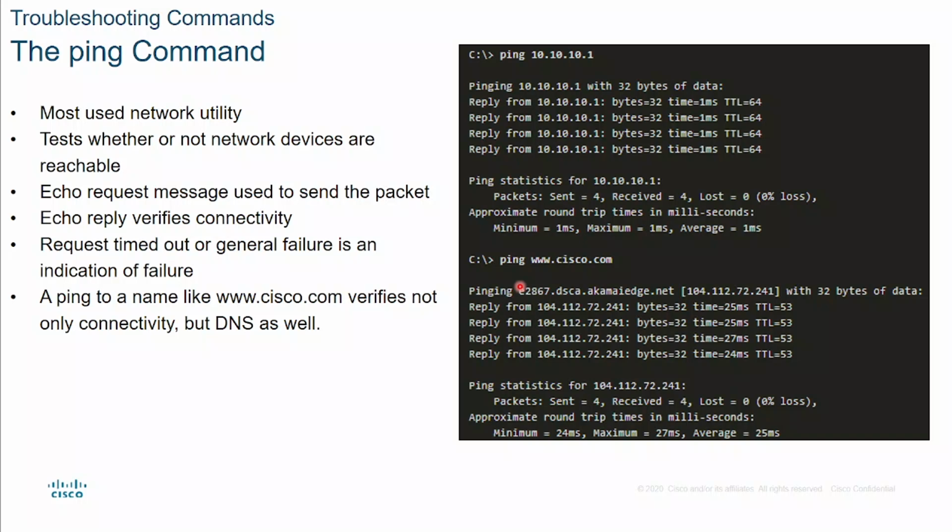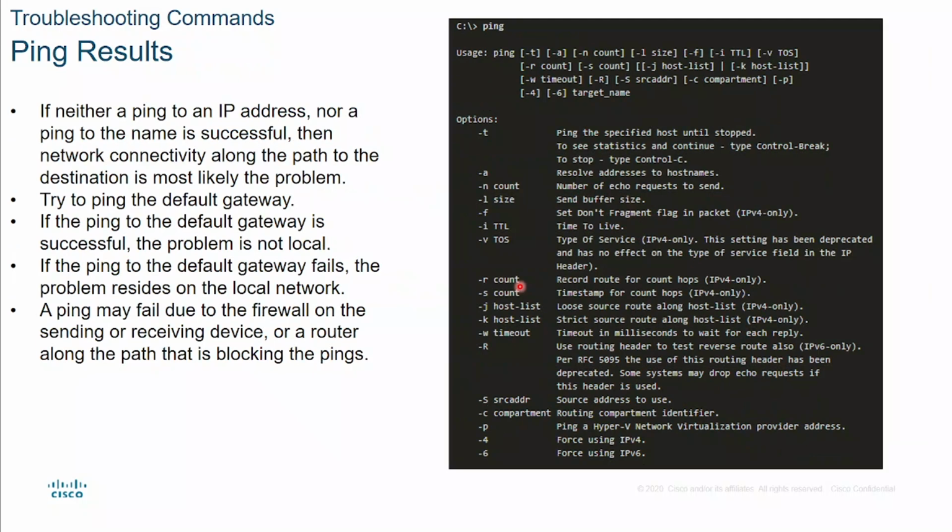The ping command is used to test for communication. It is the most used network utility to test whether or not network devices are reachable. An echo request message is used to send the packet. An echo reply verifies connectivity. Request timeout or general failure is an indication of failure. A ping to a name like www.cisco.com verifies not only connectivity but the domain name server as well.